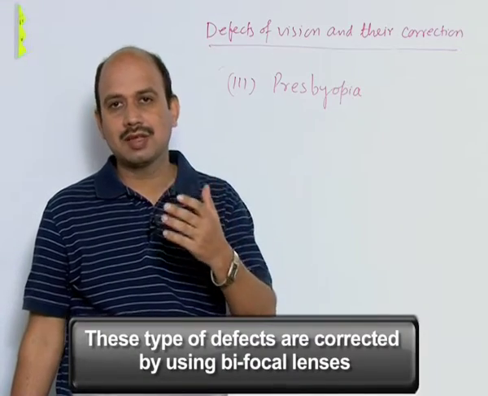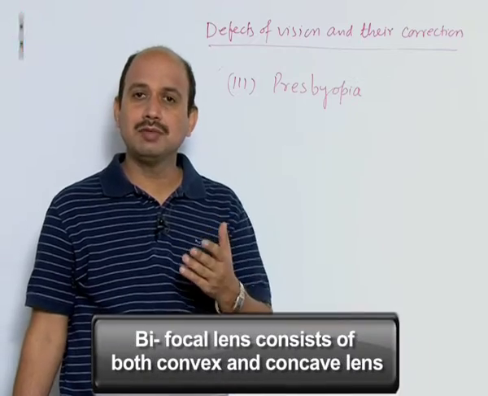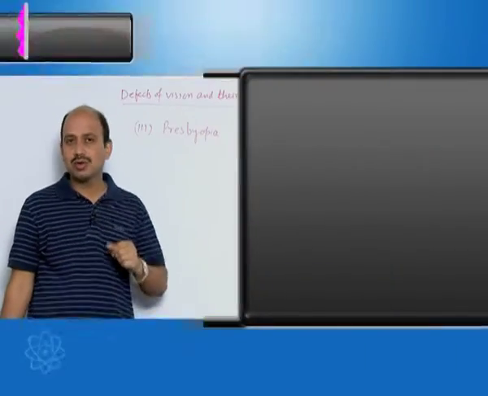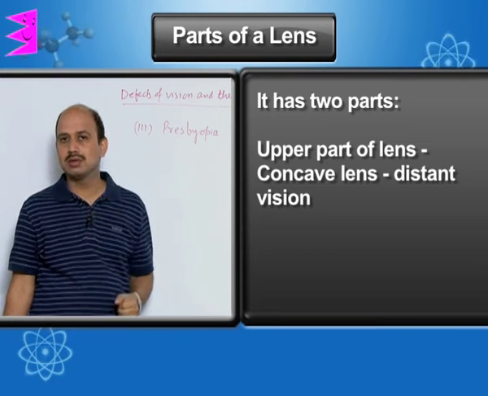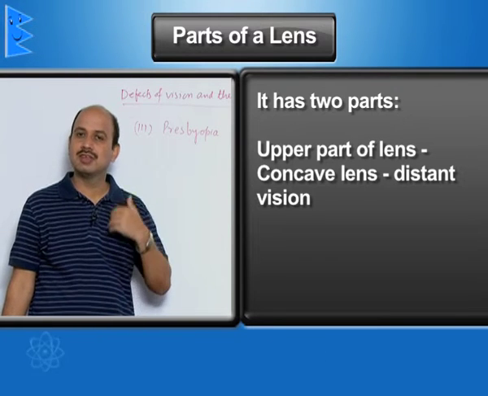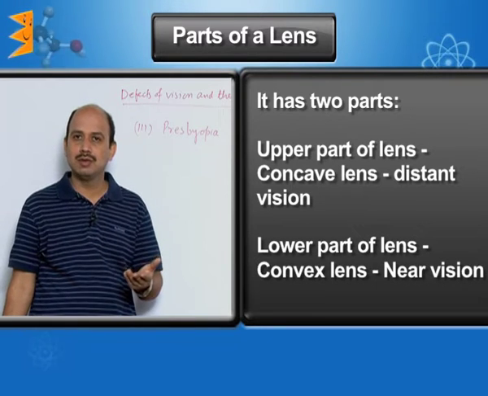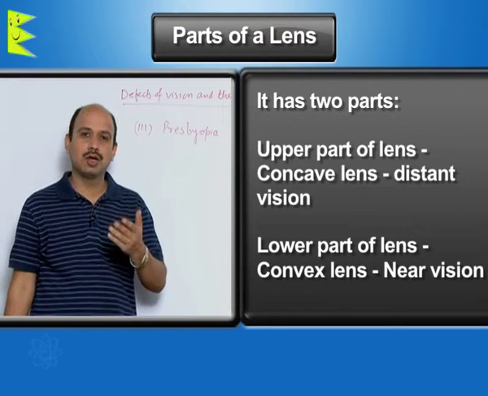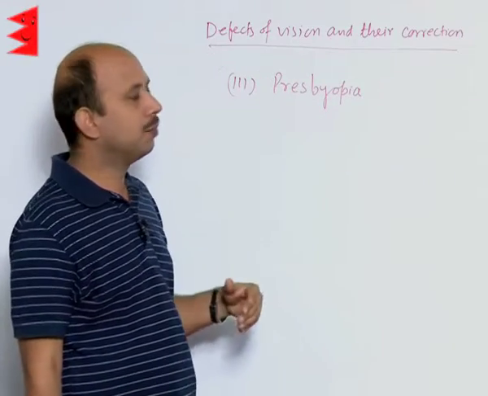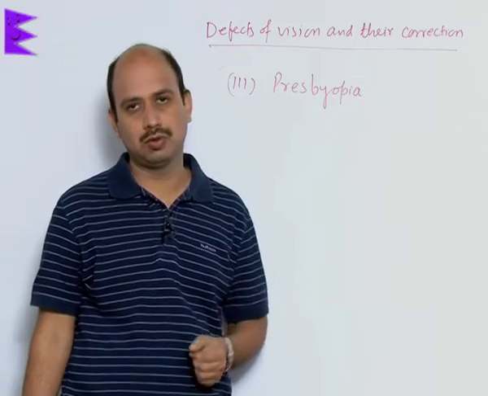These types of defects are corrected by using bifocal lenses. A bifocal lens is basically made of both concave lens and convex lens. The lens has got two parts, upper part and lower part. The upper part is made of concave lens which helps us to see the distant object clearly, whereas the lower part is made of convex lens which helps us to see nearby objects clearly. So, presbyopia sometimes may be the combination of both hypermetropia and myopia, or sometimes it may be only hypermetropia.